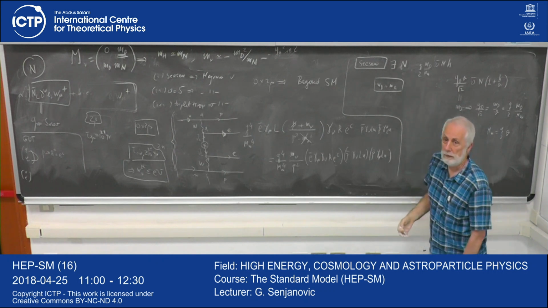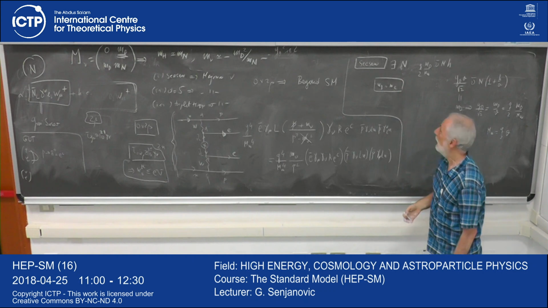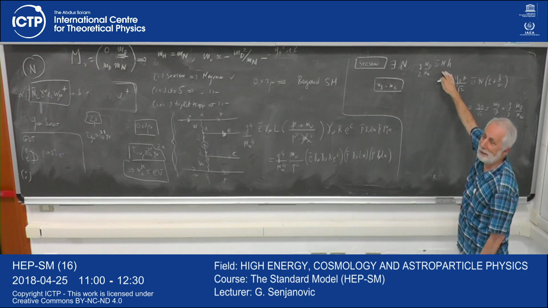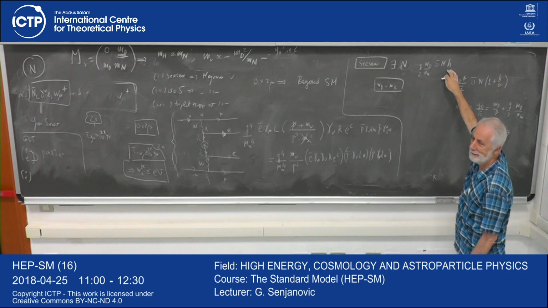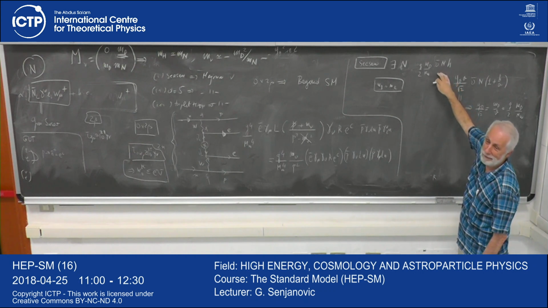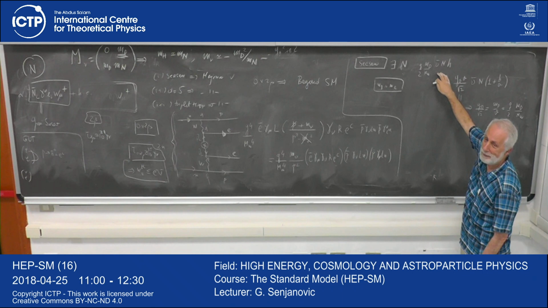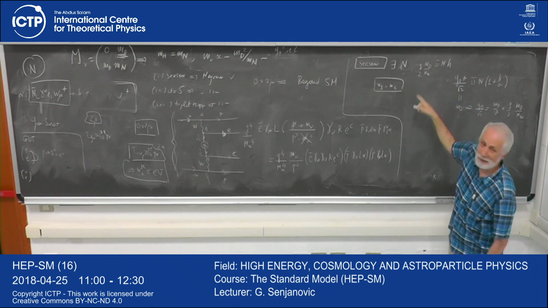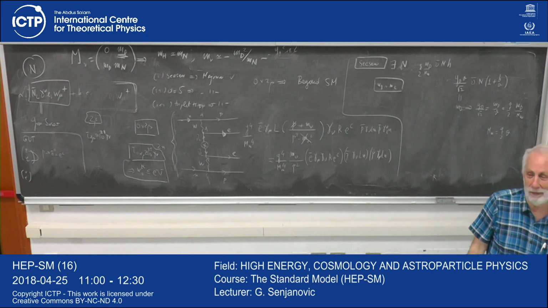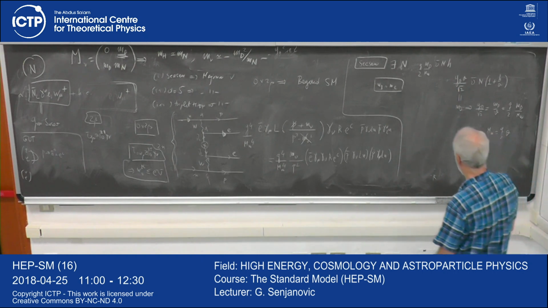So I need to produce it. Well, I could produce it through this interaction. I could first produce the Higgs. That's hopeless, you agree? I'm not going to achieve this by then having a tiny coupling of order 10 to the minus 5 or less. Okay, so forget it.